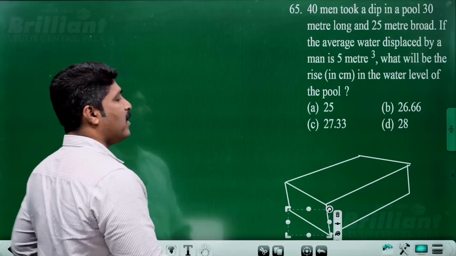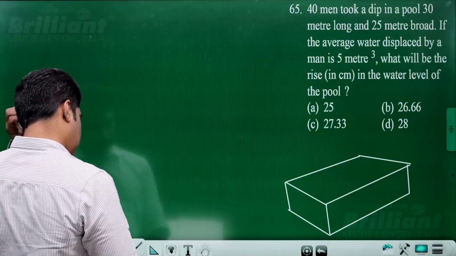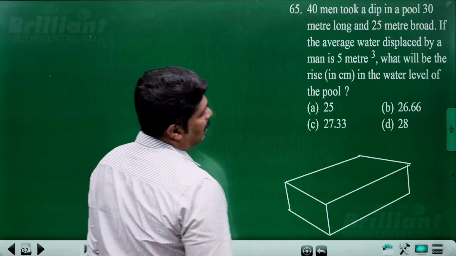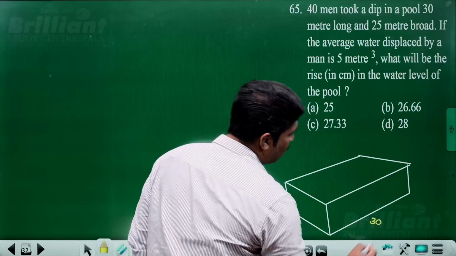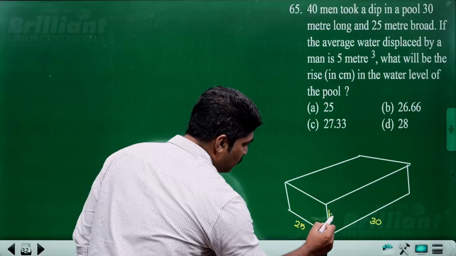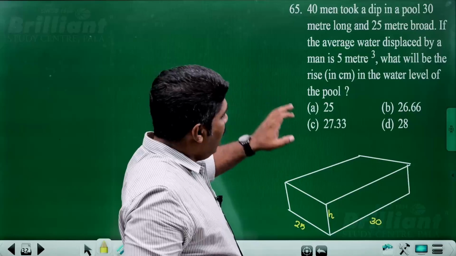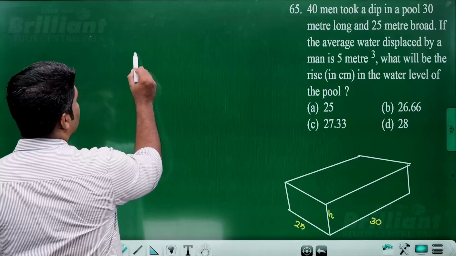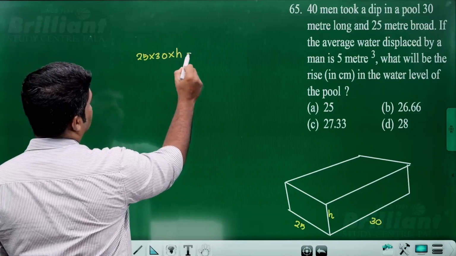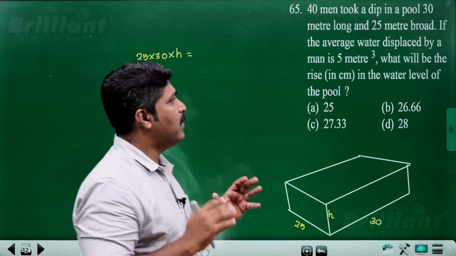So it's in the form of a cuboid. Here, which are the measures? We can consider 30 meters long and 25 meters broad, and the height also is here. We are going to find out that height. The volume is 25 into 30 into height. That's the volume of a cuboid like this, so that's the total quantity of water.